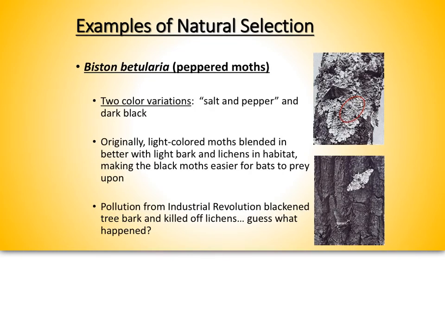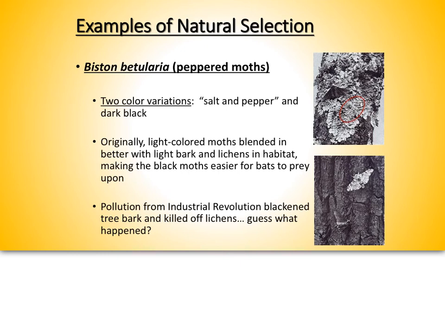Now, two examples, and then we'll be finished here. First example, I hope you kind of remember from freshman year because it's one of the main ones we look at, and that's the example of Biston betularia, which is also known as a peppered moth. Now in the peppered moths, there's two color variations. There's a salt and pepper, almost white moth, and there's a very dark black moth.